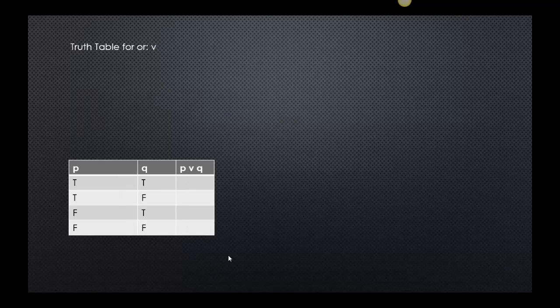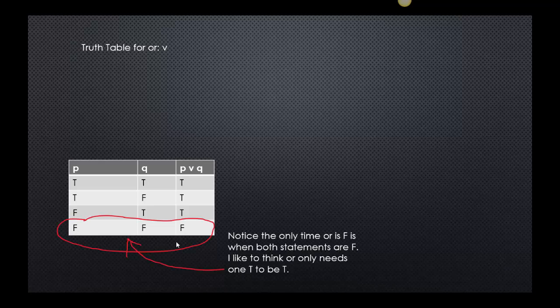So what we need to talk about is, well, what happens when I put them together with or? Well, or really only needs one of them to be true. If they're both true, fine, it's true. If P is true and Q is false, still okay. If P is false but Q is true, we're still good. The only time we're going to get a false is when both statements are false. So this is what I circled here for you. The only time or is false is when both statements are false. I like to think or only needs one true to be true.